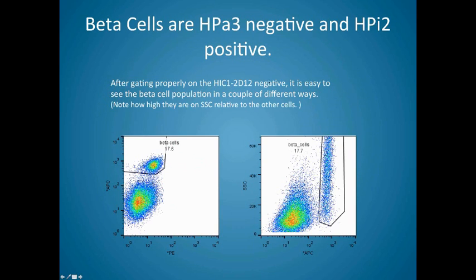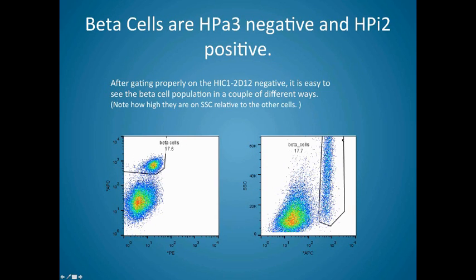You'll notice here that it mentions HIC12D12. HIC12D12 was just the original name of the HPa3. So sorry about that. And after you gate on the HPi2 negatives, it's really easy to tell which ones are the HPi2 positives.